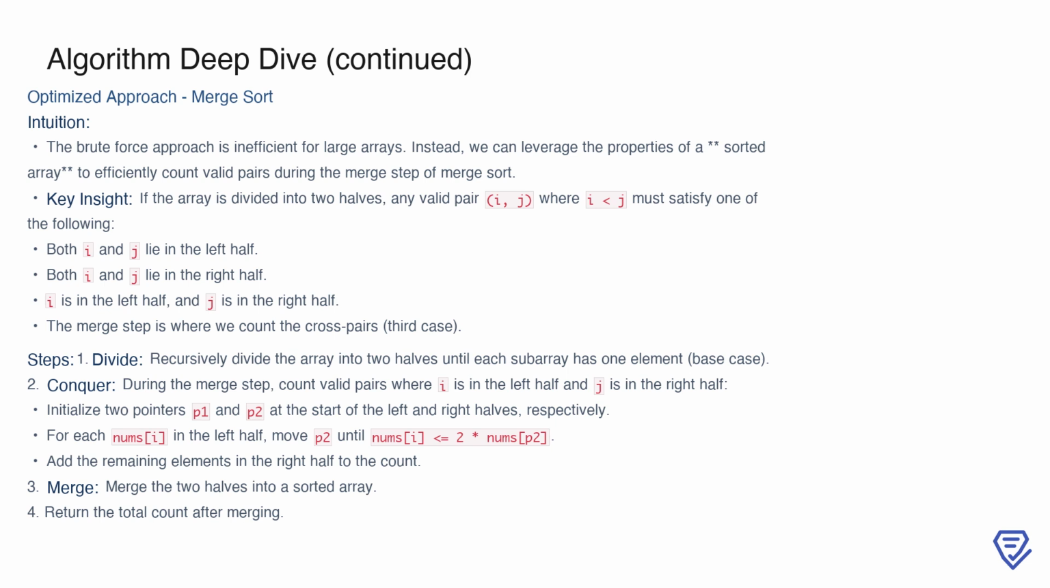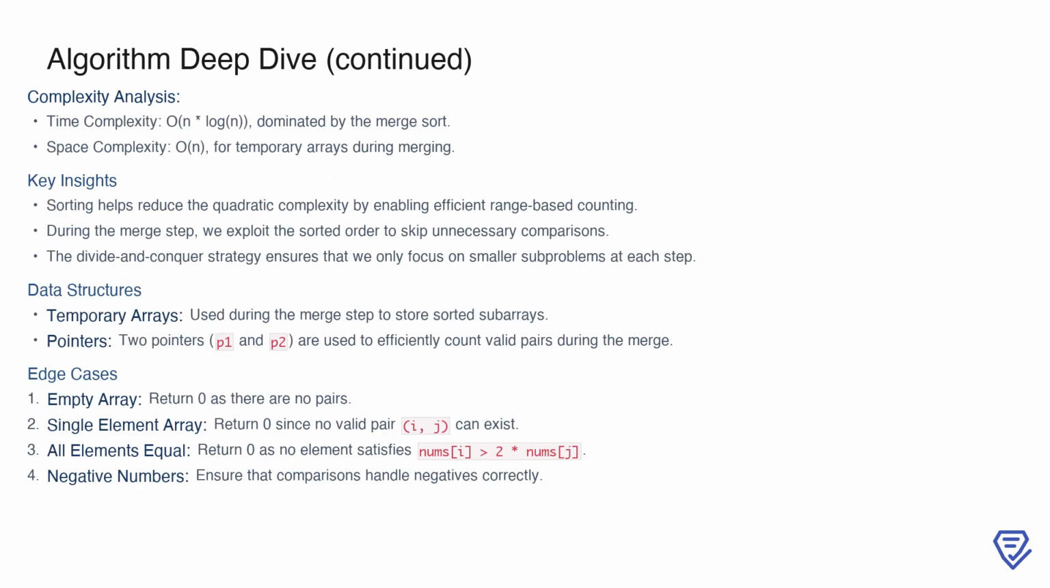After counting, the two halves are merged into a sorted array, ensuring that the sorted order is maintained as we move up the recursion stack. Analyzing the complexity of the merge sort approach, the time complexity is O(n log n), dominated by the divide and conquer process of the merge sort algorithm. The space complexity is O(n), as we require temporary arrays to store the sorted subarrays during the merge step.